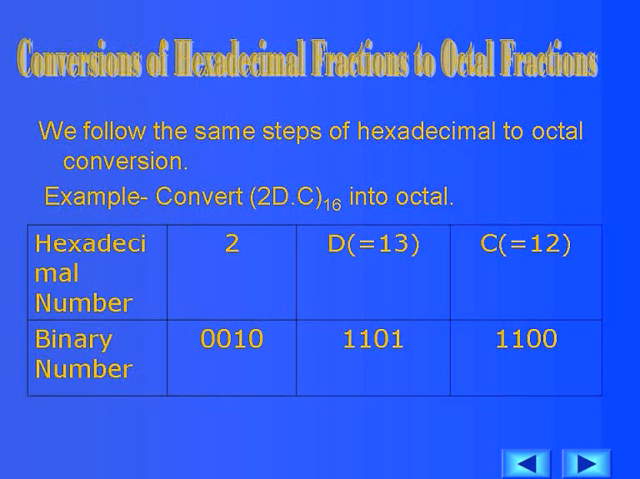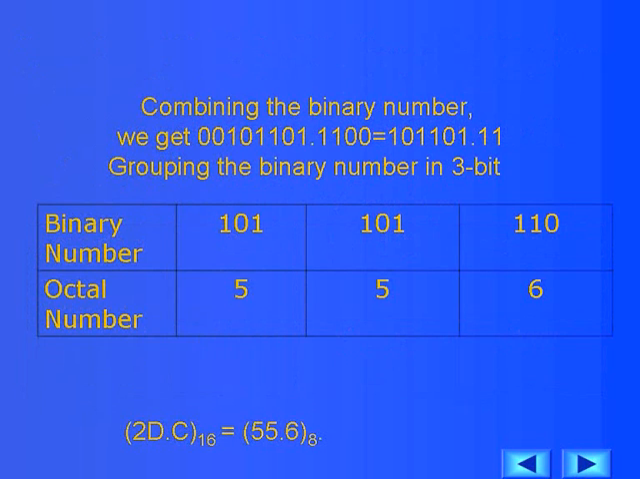Conversion of hexadecimal fractions to octal fractions. We follow the same steps of hexadecimal to octal conversion. So convert 2D.C into octal. Here the hexadecimal number is 2D.C, and binary equivalent of C is 1100, binary equivalent of D is 1101, binary equivalent of 2 is 0010. Combining the number we get 00101101.1100, which is equivalent to 101101.11. Grouping the binary number in 3-bit we get 101,101.110. So the octal number is 5, 5 and 6, hence the number is 55.6. Thank you.